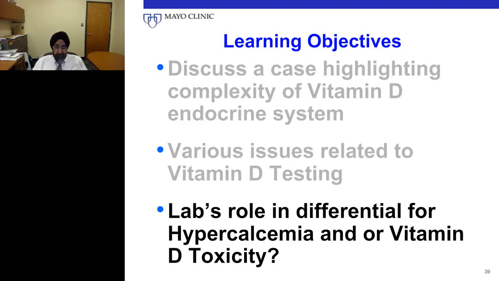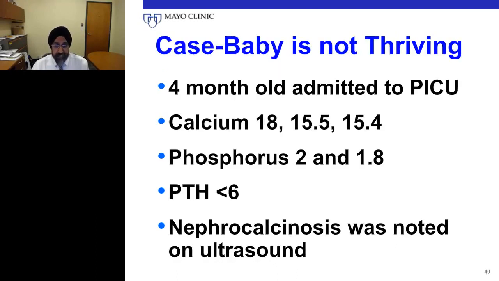The last objective for this presentation is, how can the clinical lab help a physician in differentiating hypercalcemia due to vitamin D toxicity from other possible causes? I'm going to mention this case, which is a different case now. This particular child was brought to the Mayo Clinic from a neighboring city, and this baby was not thriving well. The baby was vomiting, and the baby's calcium was very high. Calcium was 18, and then it was going back and forth between 15.5 and 15.4, and the phosphorus was on the low side. The PTH was suppressed, less than 6, and on ultrasound, there was indication of nephrocalcinosis for this child.